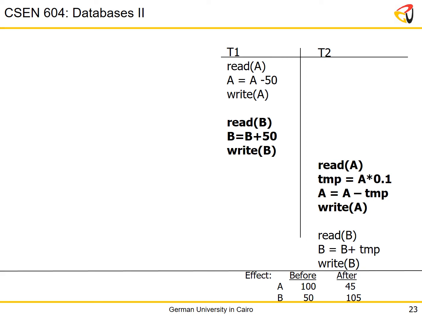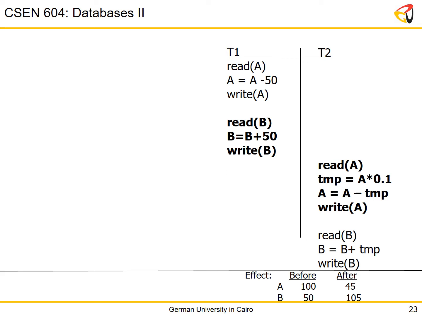Now, transaction 2, I'm reading A, finding out what's 10% of A, that's by multiplying it by 0.1, subtracting that 10% from A. So A now has decreased its value by 10%, and I'm writing A back. Then I read B, and I add the 10% of A to B.